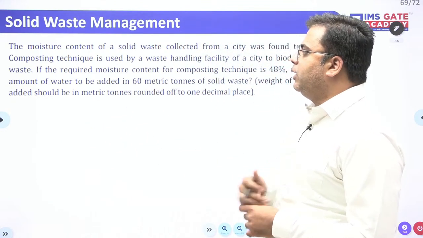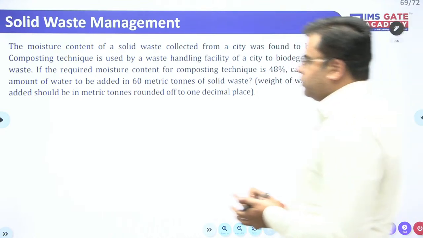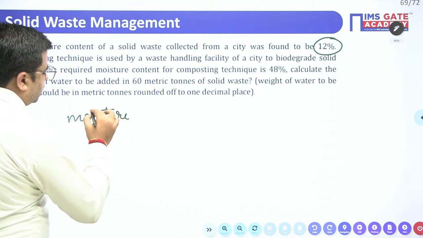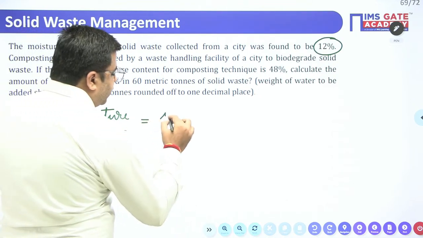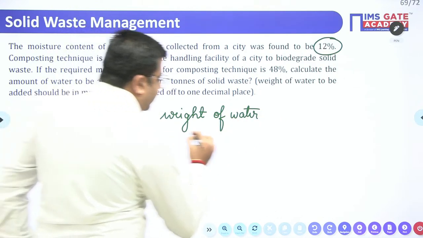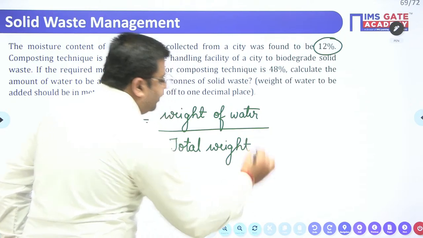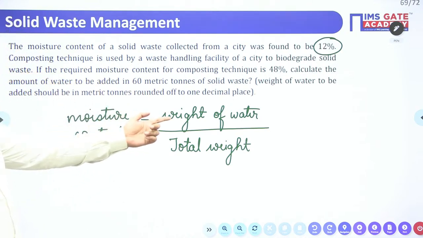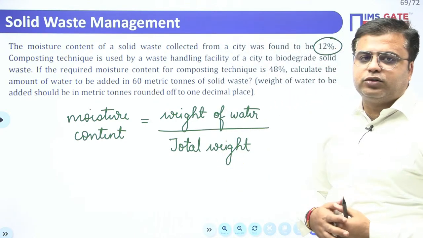Now, one of the questions I have taken for example: the moisture content of the solid waste for a city was found to be 12%, right? So when we talk about the moisture content of a solid waste, it is equal to the weight of water divided by the total weight. In our soil mechanics, for calculating the moisture content, we consider only the weight of solids, not the total weight, right?